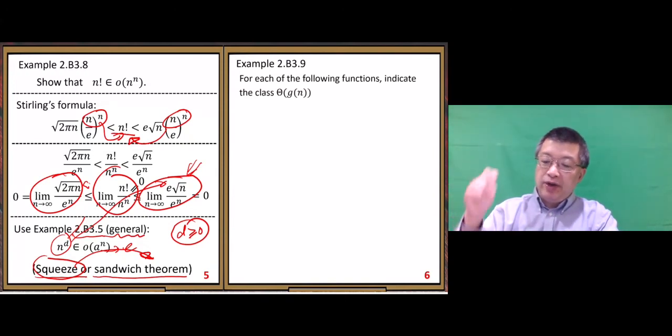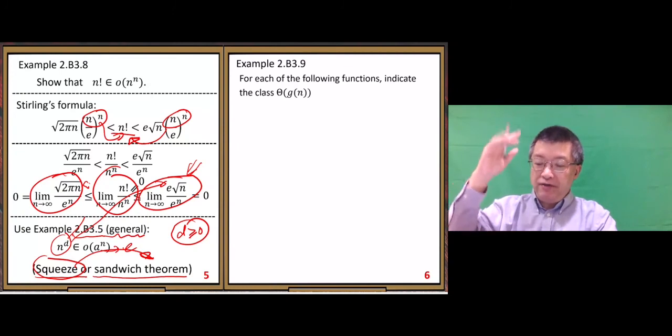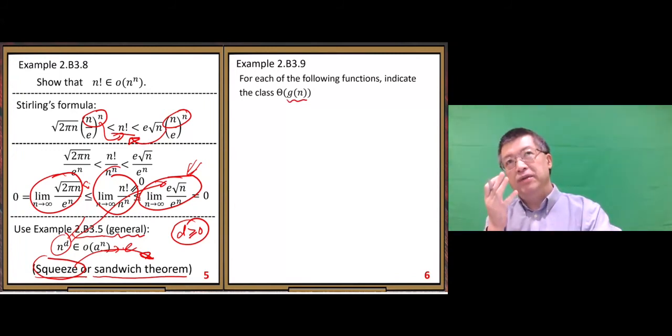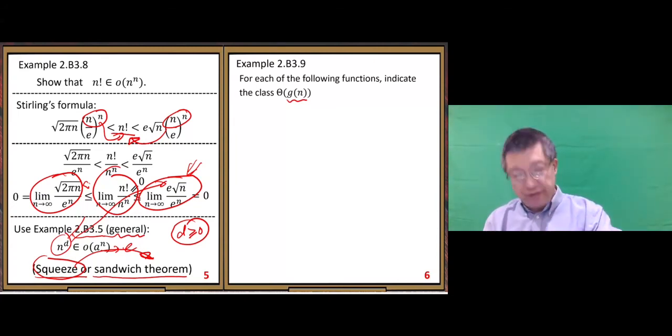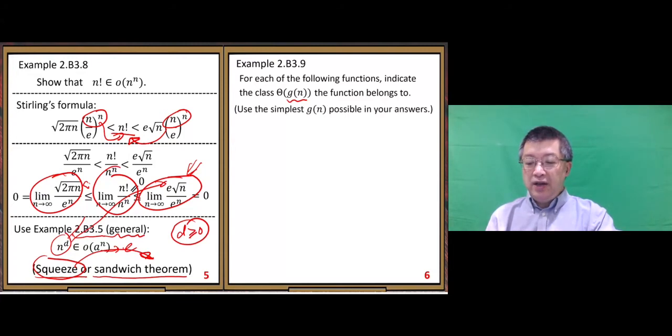All right, so for each of the following functions, I give you A, B, C, D, E, 5 functions, indicate the class big theta of G of N. So you need to tell us a simple G function as its growth function. So big theta of G as its growth function. And the requirement is the simplest G possible in your answer. So let's do it.